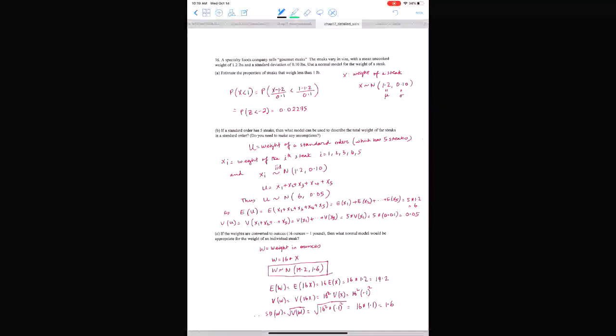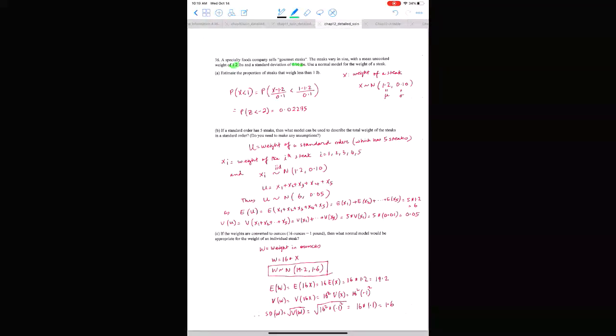So, question number 36. A specialty food company sells gourmet steaks. The steaks vary in size with a mean uncooked weight of 1.2 pounds and a standard deviation of 0.1 pounds. Use a normal model for the weight of the steak. X is the weight of the steak in pounds. X follows normal, where the mean is given to be 1.2 and the standard deviation is 0.1. So this is what we have. So estimate.